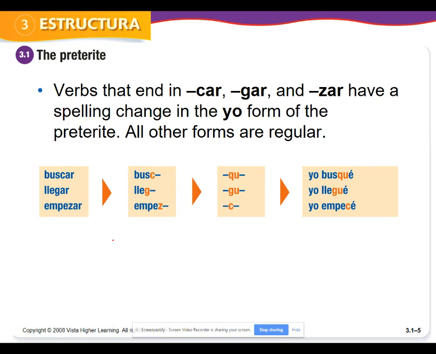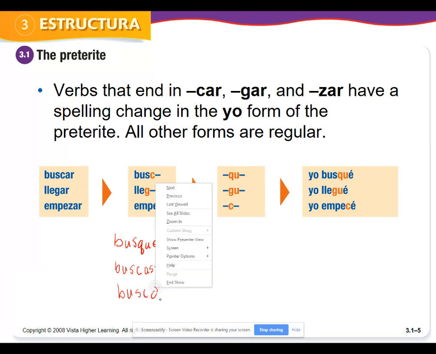So for the verb buscar, in the yo form, it's yo busqué, as you can see, with an accent mark, because remember the accent marks are pretty important. In the tú form, you're going to bring that C back, and then you're just going to give it its regular ending. Tú buscaste. Él buscó, with an accent mark. Nosotros buscamos.